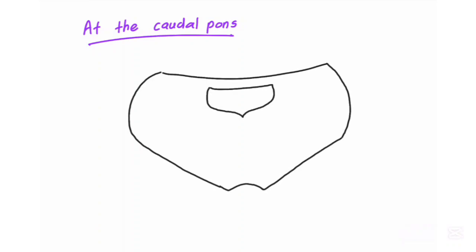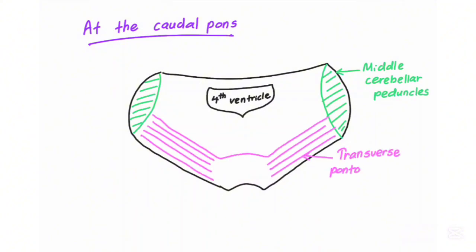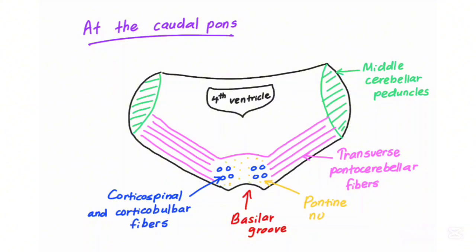So here you can see the fourth ventricle and then the middle cerebellar peduncles, and near the ventral surface you can see transverse pontocerebellar fibers, anteriorly the basilar groove, and then here you can see corticospinal and corticobulbar fibers. Among them we can see the pontine nuclei.